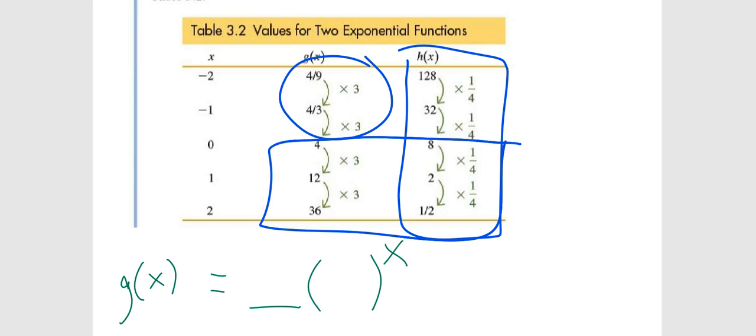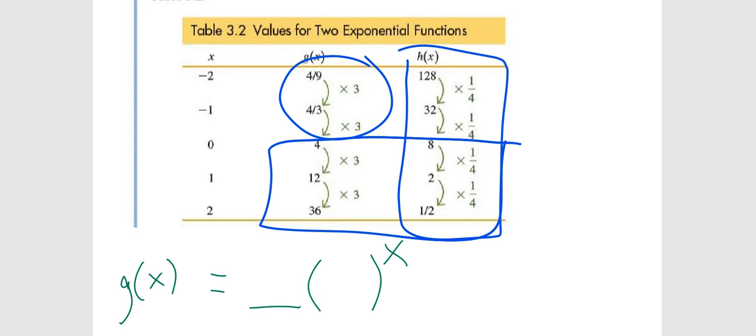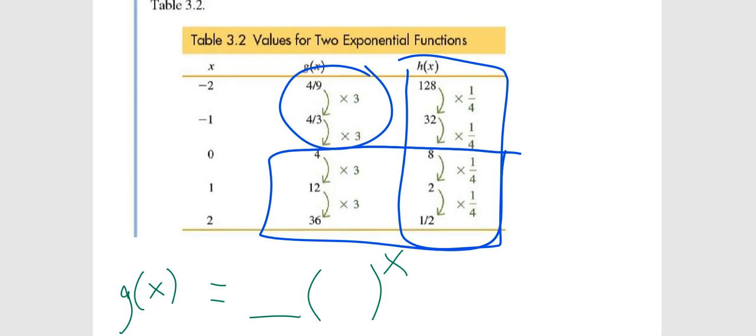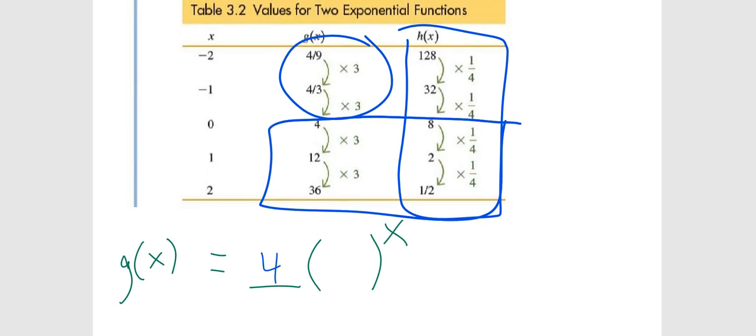Right, so where's that 4 go in my equation? It's the outside, right? Because it's the starting amount. We've always said that on the outside is your starting, your y-intercept right here. The multiplier goes inside, right?